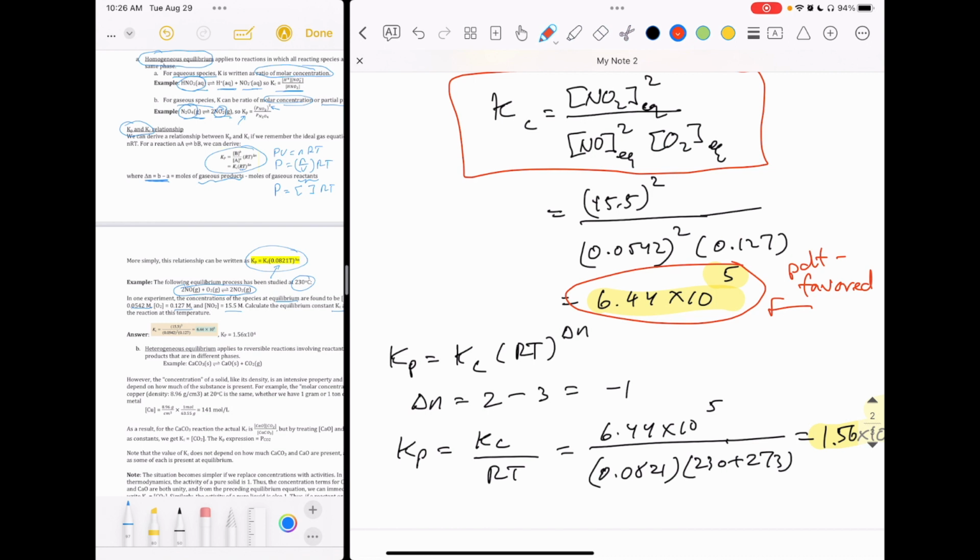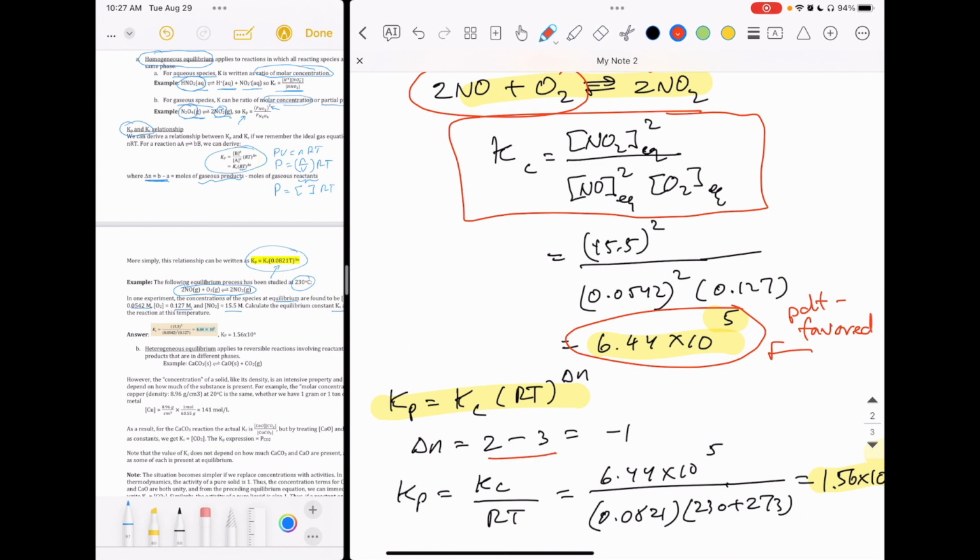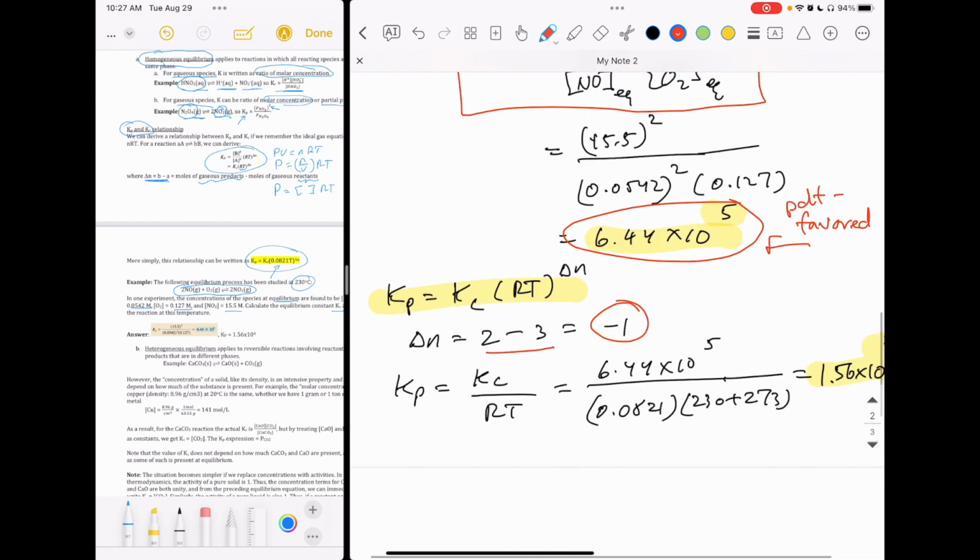Just use the formula between Kc and Kp, which is Kp equals Kc times RT to the power of delta N. So the delta N is just the sum of the coefficients of the product gas, which is only one product and it's 2. And then the sum of the reactants. Well, there are 2 reactant gases, 2 plus 1, so it becomes 3. So 2 minus 3 equals -1. So therefore, RT to the power of -1, something to the power of -1 is the same as 1 over that number. So that's why I have Kp equals Kc over RT.